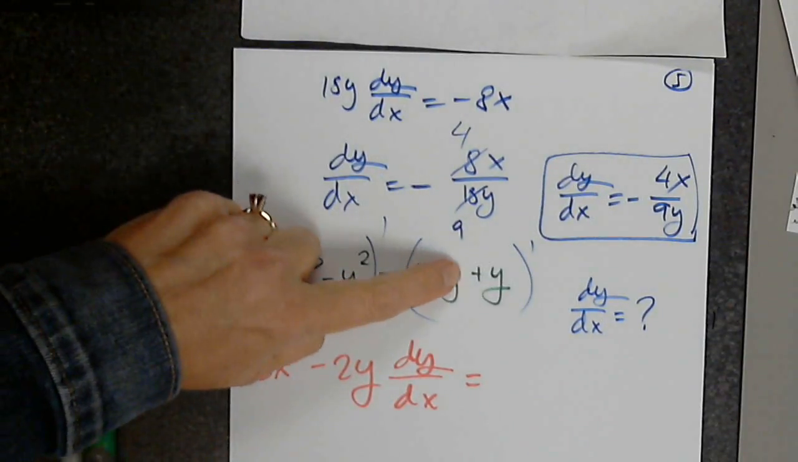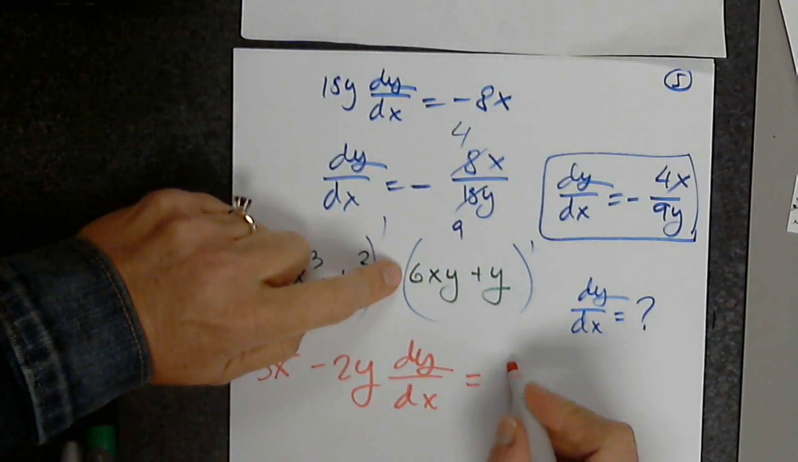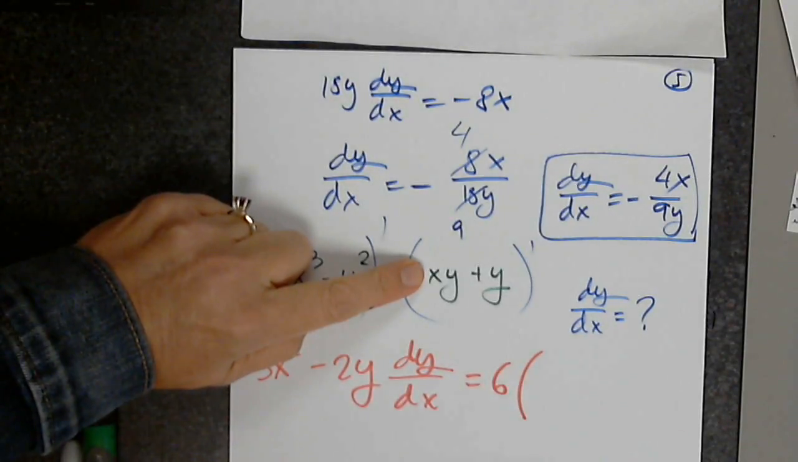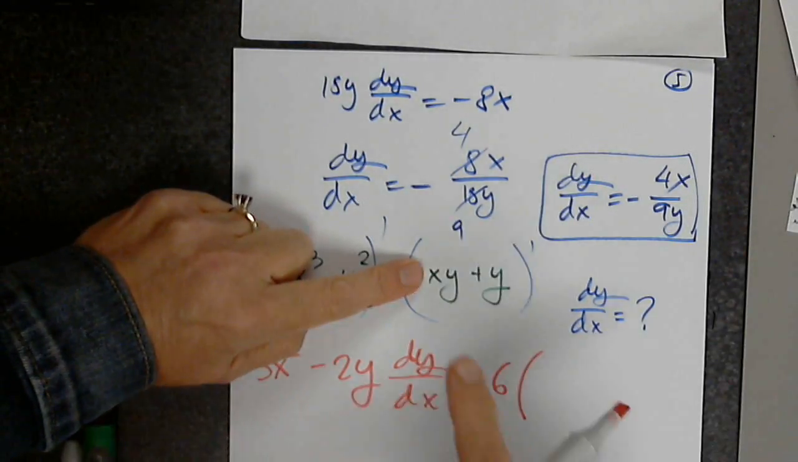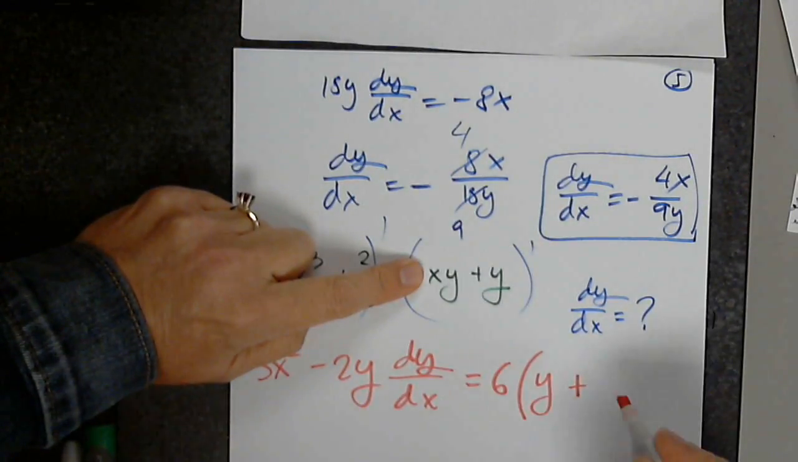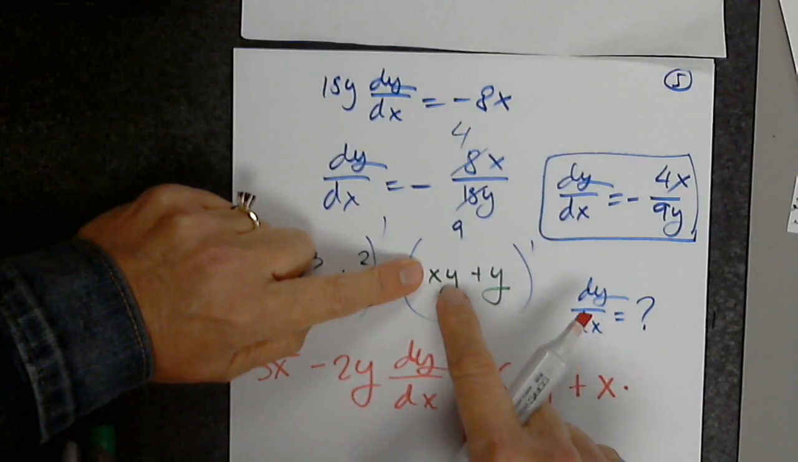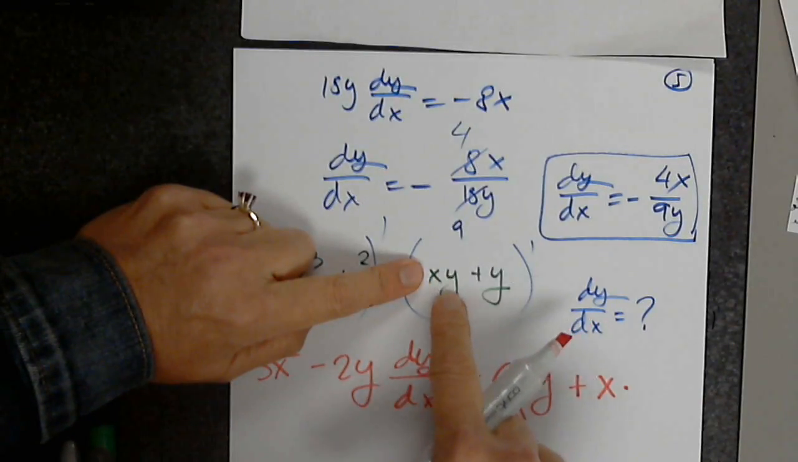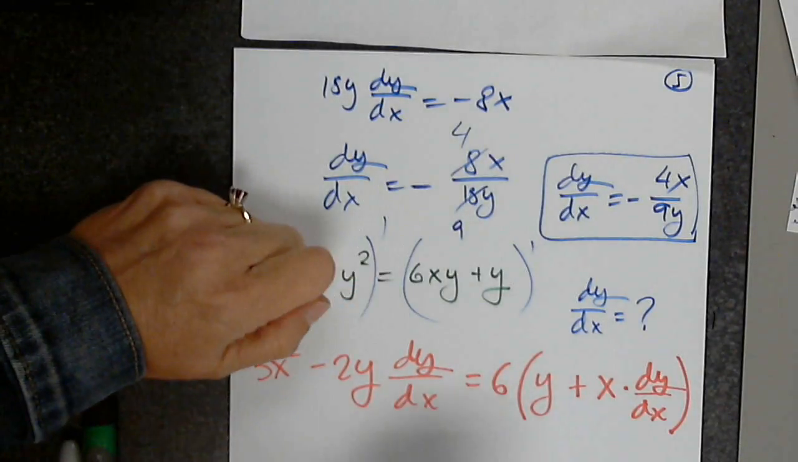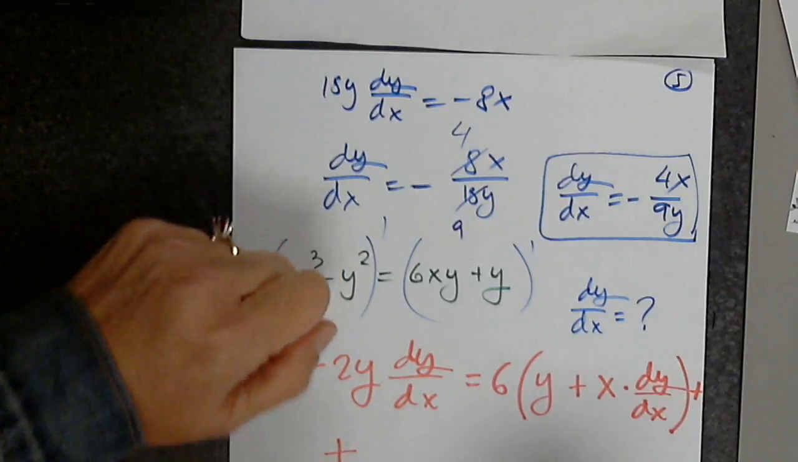So here's what I would do with this product. I would leave 6 alone. It's a constant in front of a function or a product of functions. It doesn't matter. The first function prime is 1 times the second one plus the first function times the second function prime. I don't have the function, so I have to write dy over dx. And then finally plus what?